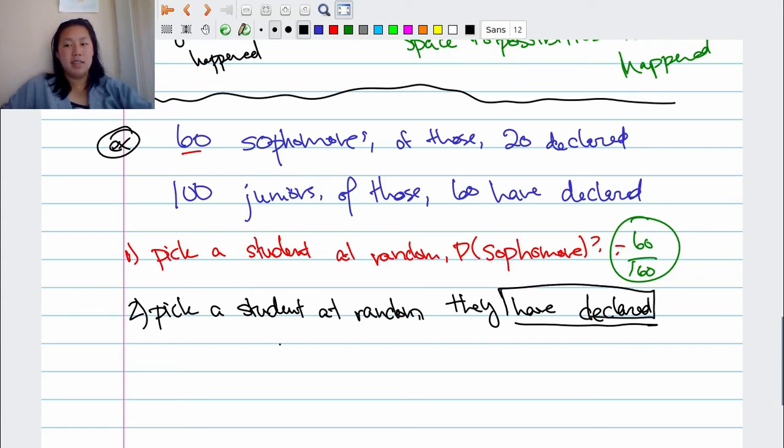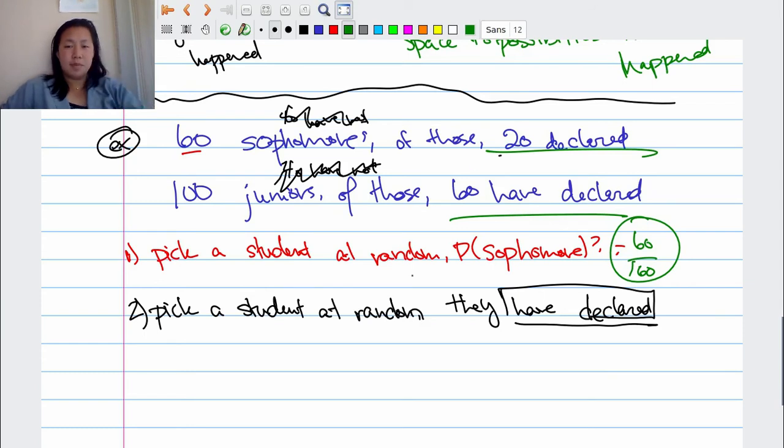Expanding on that, we would say 20 have declared out of 60, which means 40 have not. Then here 40 juniors have not. So if we know that the student has declared, then we don't really care about the students who haven't declared. We're only going to be looking at these two groups of students, sophomores who have declared and juniors who have declared.